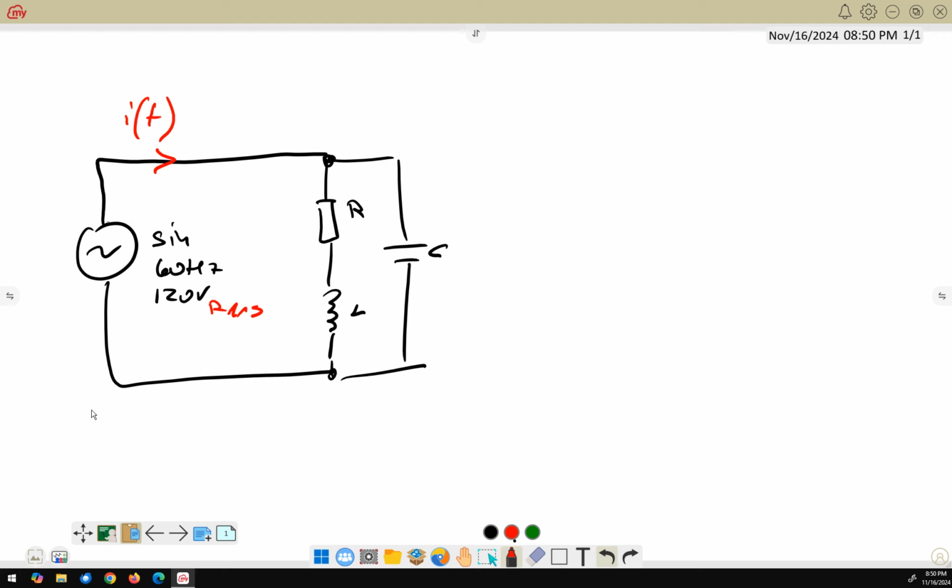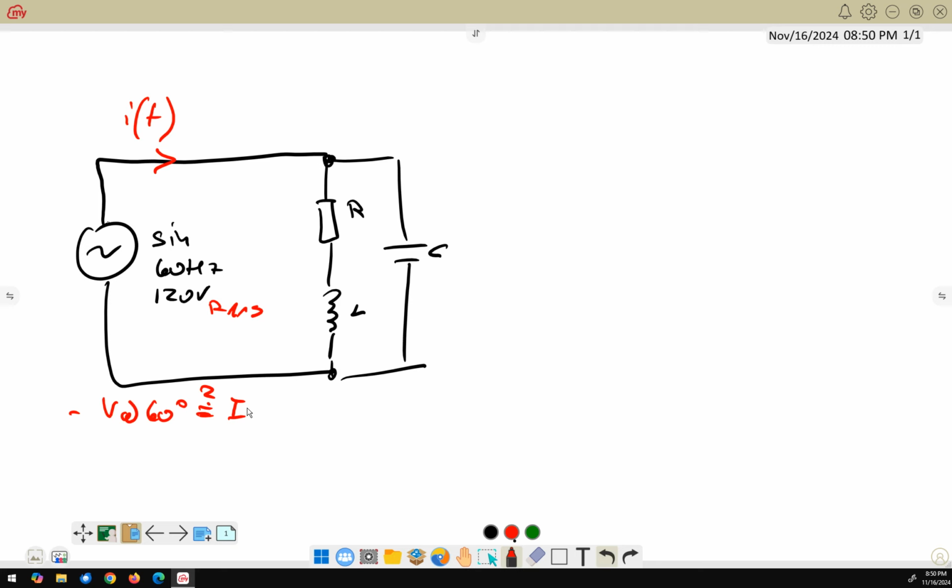And the other question is, the voltage is at 60 degrees. What is the temporary value of the current? Okay.